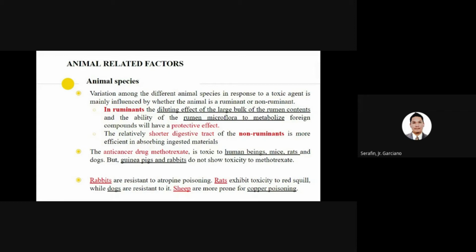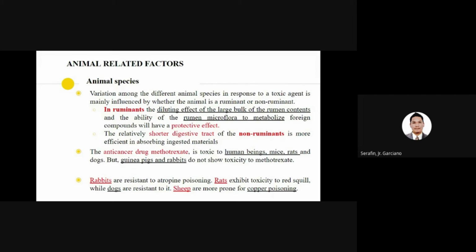While non-ruminants have a shorter digestive tract, and it is more efficient. When you have a shorter digestive tract, it is more efficient in absorbing ingested materials. That's why, when you correlate it with toxicity, a shorter digestive tract carries a higher chance of toxicity, rather than in ruminants with a longer digestive tract and rumen contents which can dilute the toxic agents.